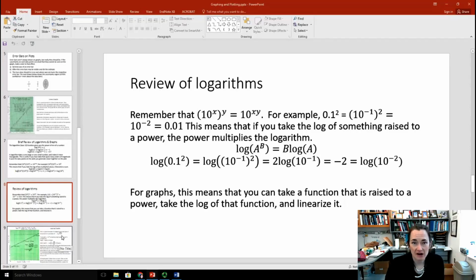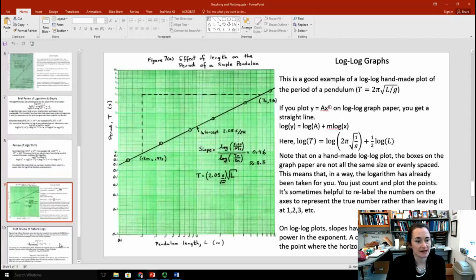Okay, given all that background information on logarithms, let's now examine log-log graphs. This is a good example of a log-log handmade plot of the period of a pendulum. Let's remember the equation for the period of a pendulum: the period T is equal to 2 pi times the square root of L over g, where L is the length of the pendulum and g is 9.8 meters per second squared. Okay?